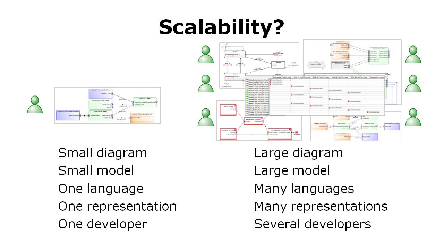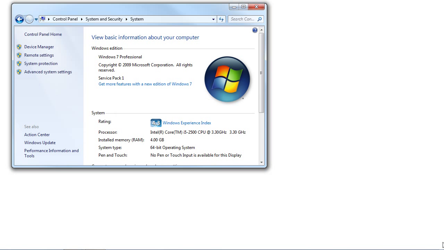MetaEdit Plus is made for both cases, for small ones as well as large ones. As a MetaEdit user, you don't really see the difference in terms of MetaEdit Plus performance. In this webcast, we will look at the large side of this, how MetaEdit works with large designs, large models with several languages. Before going to the demonstration, let me quickly show you what kind of machine I'm using here. This is a normal desktop machine, Intel i5, 3.3 gigahertz and 4 gigabytes memory.